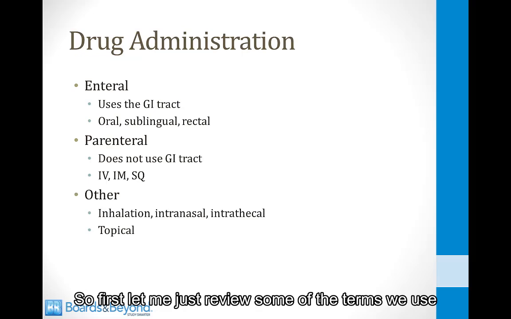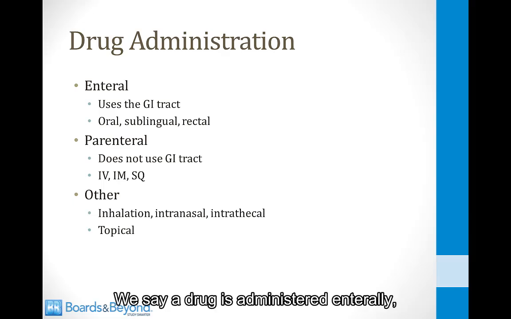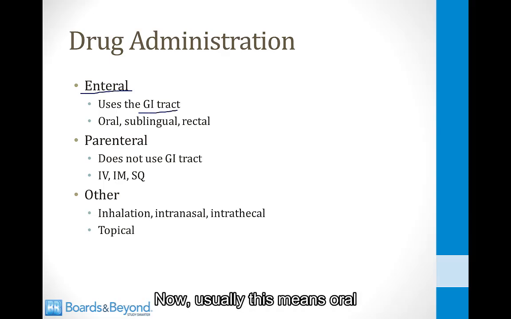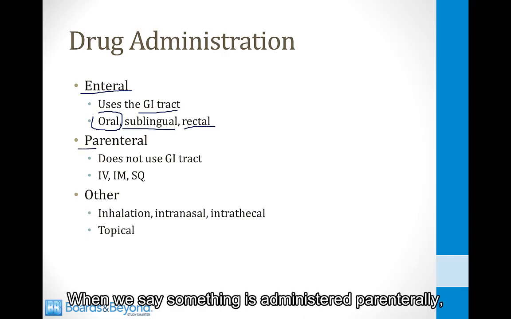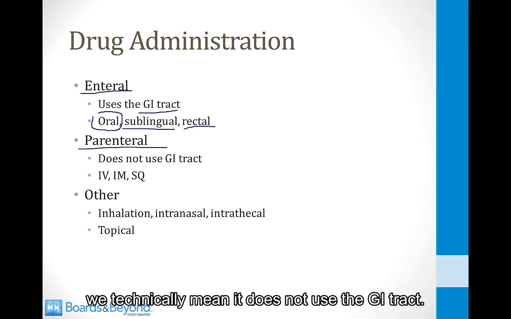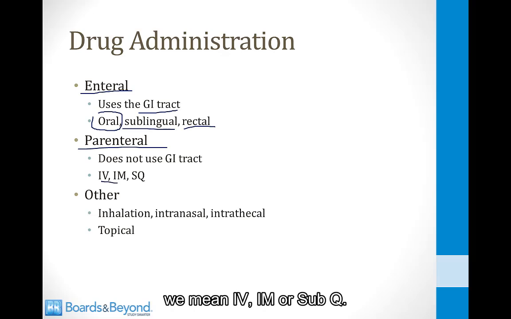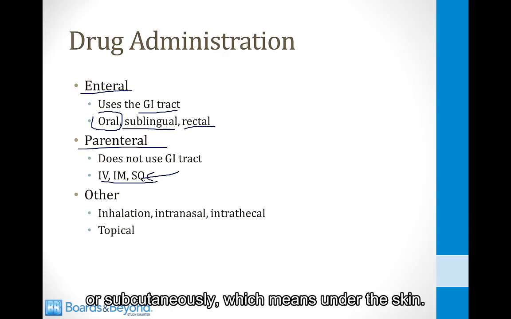So first, let me just review some of the terms we use for the different routes of administration of drugs. When we say a drug is administered enterally, we mean it's administered using the GI tract. Now, usually this means oral, but sometimes it can be sublingual, which is under the tongue, and rarely it can mean rectal administration. When we say something is administered parenterally, we technically mean it does not use the GI tract. And usually when we say parenteral administration, we mean IV, IM, or sub-Q. So this would be intravenously, intramuscularly, like an injection in the thigh, or subcutaneously, which means under the skin.